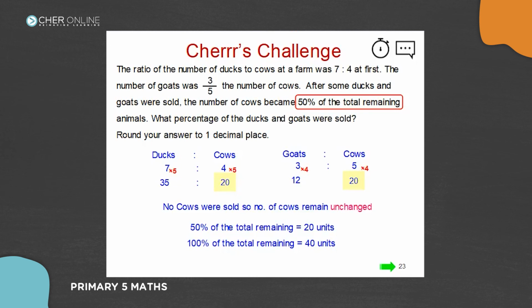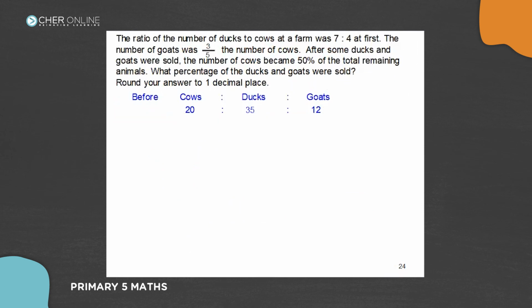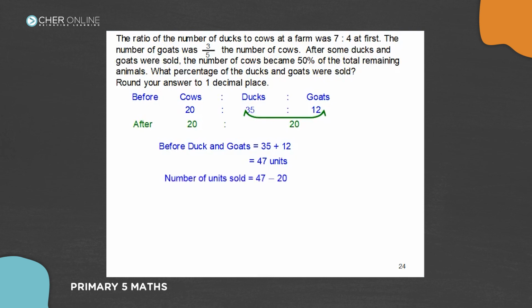So from here, can we find out how many ducks and goats were sold in terms of the ratio? Okay, so you can see from here, before, the ducks and goats were 35 and 12, which is 47 units, right? But after that, there's only 20 units remaining. So when you subtract away, you can see that the number of units sold will be 27 units.